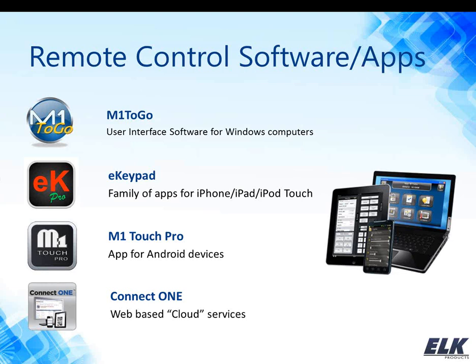And you can see here there's a list of apps and software based on what type of phone you're using. There are third-party developers like eKeypad, and of course that's for iPhone, basically anything from the Apple side. There's also an app for Droid devices. You can see here the M1 Touch Pro. There's M1 Go that you can use for Windows computers and have access anywhere around the world. And one that I'm not 100% familiar with, Amy, is Connect One. Could you give us a little spill on that one?